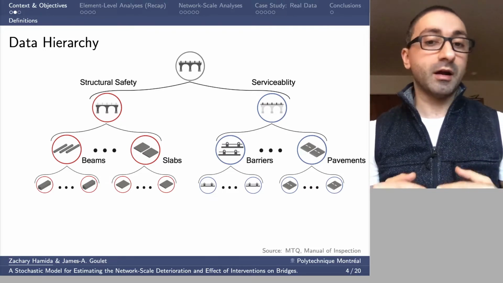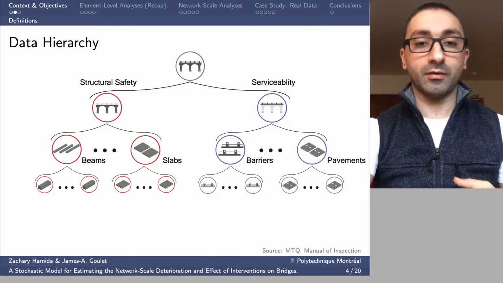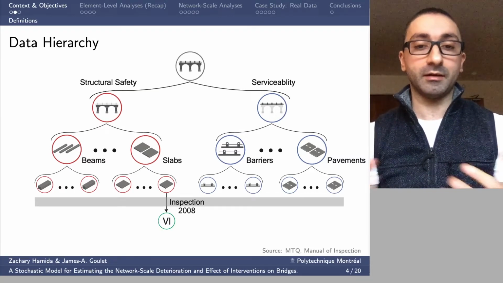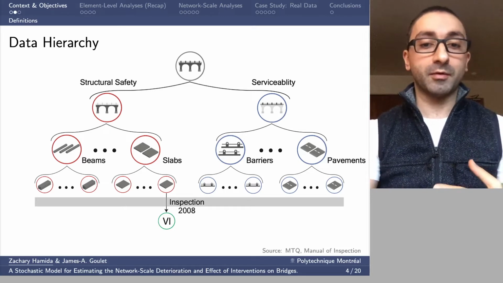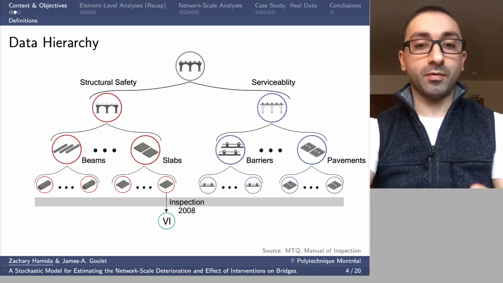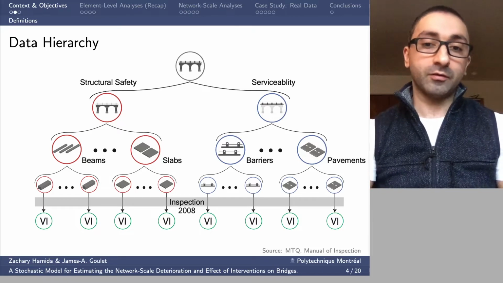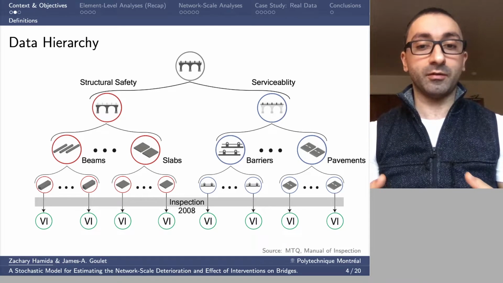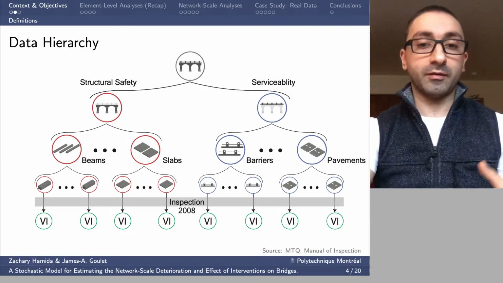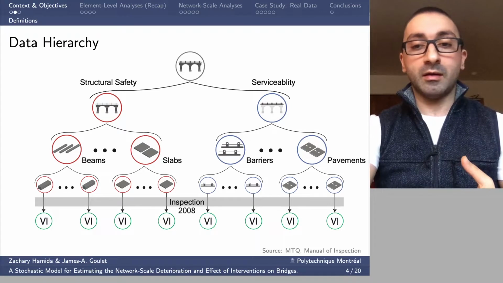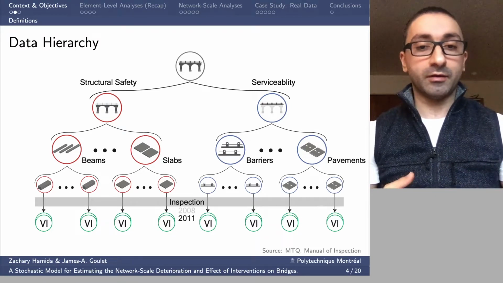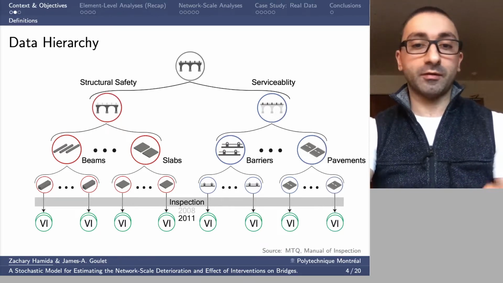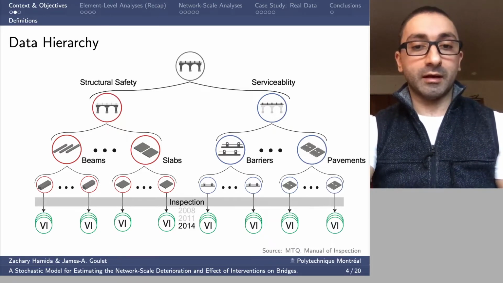Now the inspections are performed at the element level. So an inspector would go and visit a bridge at a given year. So for this example, we have a year 2008. An inspector would go and perform a visual inspection on the element, in general, it goes for all the elements. And these inspections are reported for each year. So the inspections could happen every 2 years or every 3 years, depending on the frequency or the importance of the bridge. So in this case, we have every 3 years, and it carries on.